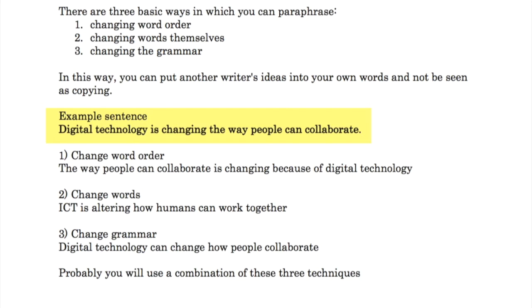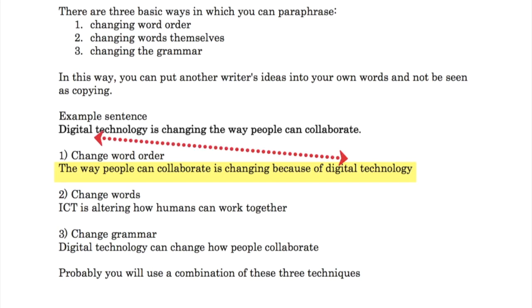First of all, changing the word order. So, the way people can collaborate is changing because of digital technology. You can see that we put digital technology at the end of the second sentence, and we've put the way people can collaborate at the beginning of the second sentence. So this is an example of changing word order.